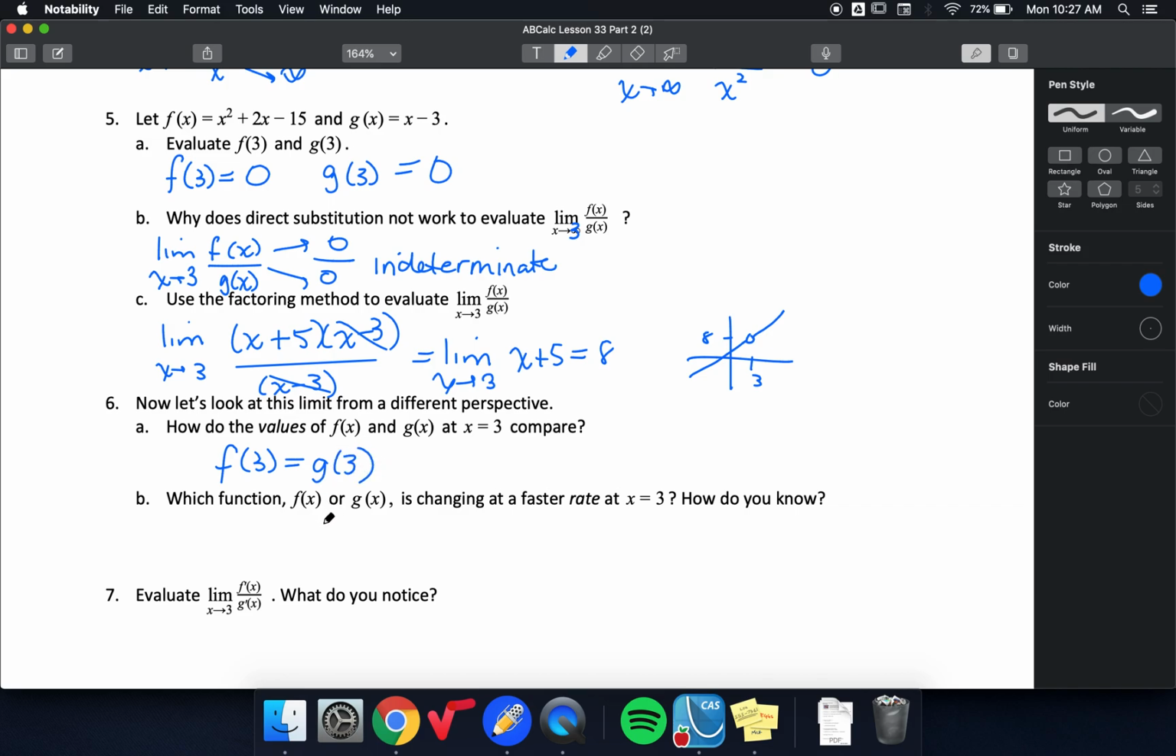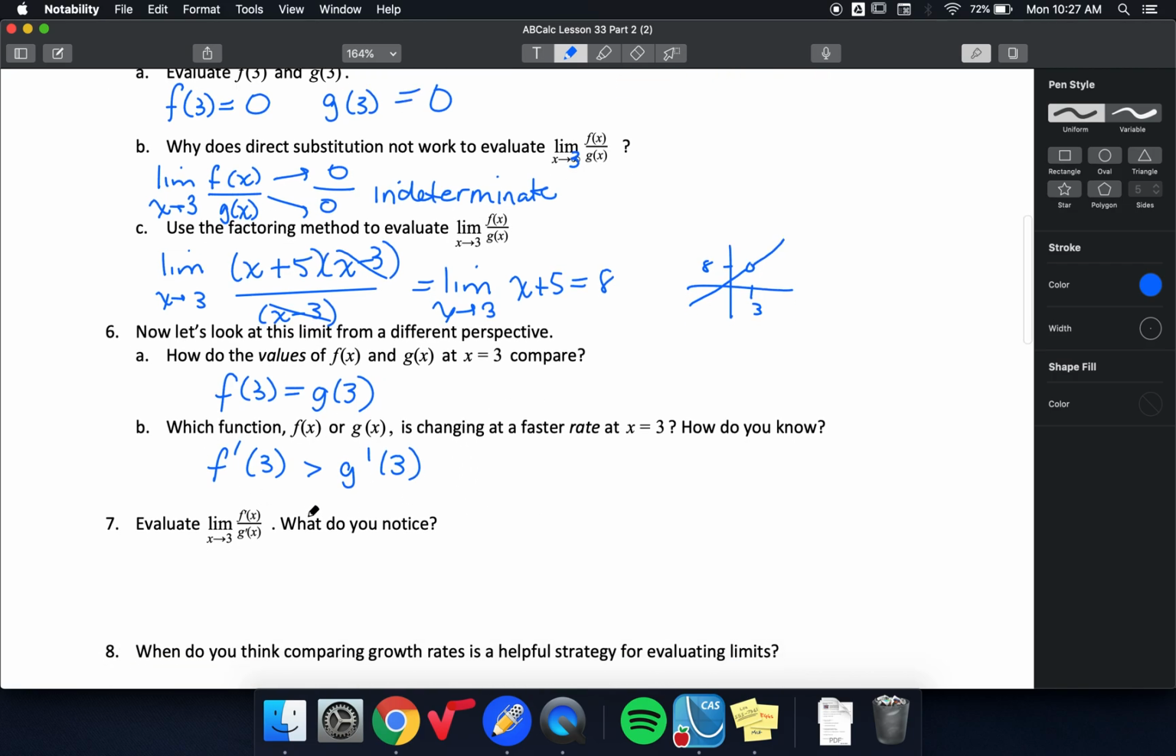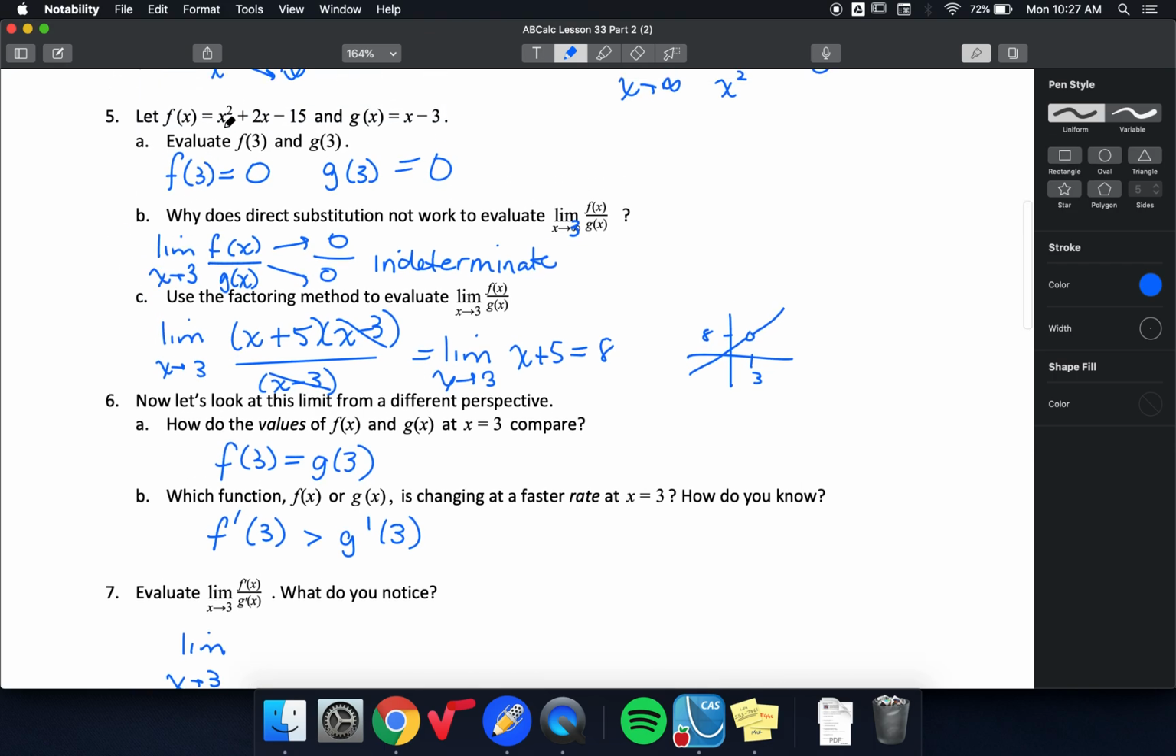But which one's changing at a faster rate? Well, for sure, x squared, a quadratic graph, changes faster than linear. So f prime of 3 is greater than g prime of 3. Well, let's think about finding the limit as x goes to 3 of those things. So f prime of x is going to be 2x plus 2. g prime of x is going to be 1.